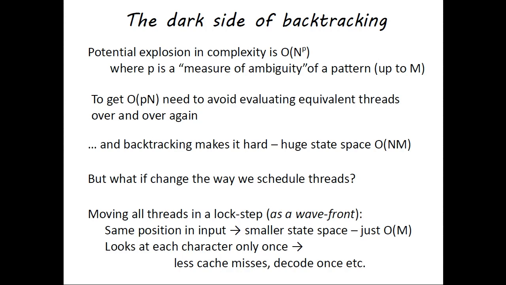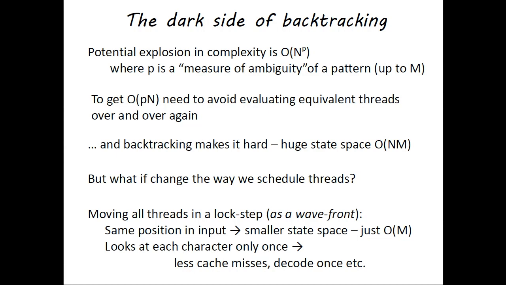This is what I call the dark side of backtracking. As long as your pattern has certain ambiguity to it, and you don't know which way to go at each alternation or maybe linear star, you get an infinite loop. And what we want is something that has linear complexity.